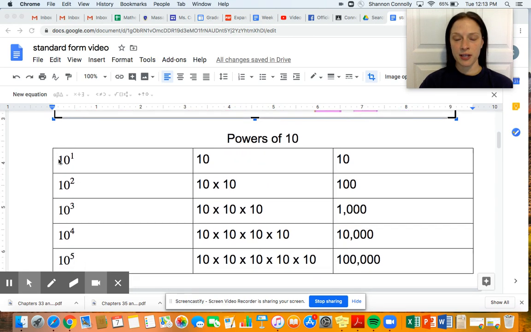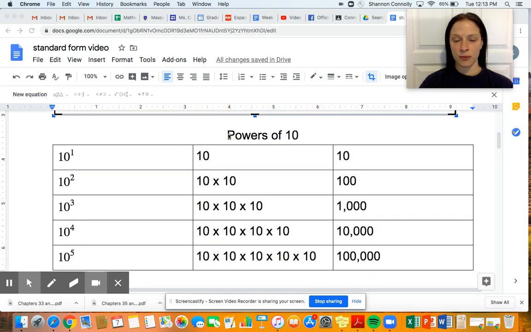Powers of 10. When we think about the powers of 10, we're thinking about this little floating number here, known as an exponent, and that's how many times we're multiplying the number by itself. So 10 to the first power just represents the number 10, and what is it equal to? Over here, I've written 10. 10 to the second power means that we are squaring the number 10, which means we're multiplying it by itself 2 times, so 10 times 10, and as you know, that equals 100.